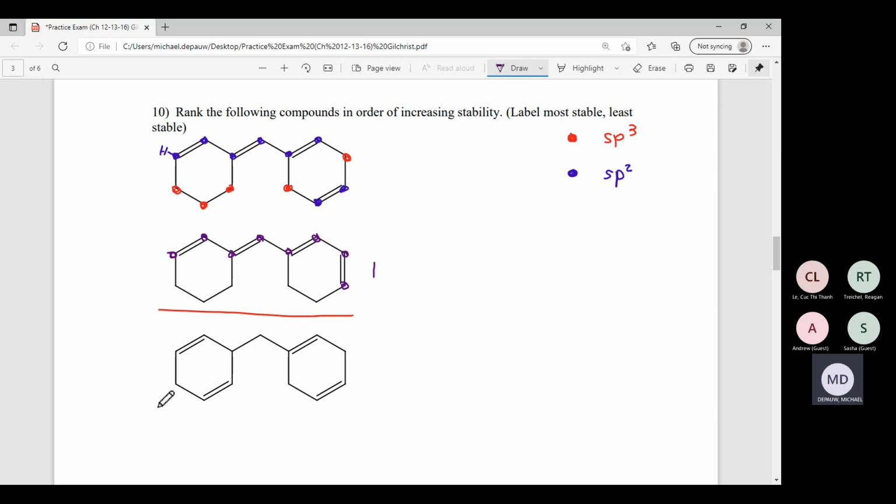How many sp2 hybridized atoms are in a row in the last one at any point? Just 2. These are all isolated single bonds. So this has literally no conjugation at all. So as a result, this one here with the most sp2 hybridized atoms in a row is going to be the most stable. And the one on the bottom is going to be the least stable.